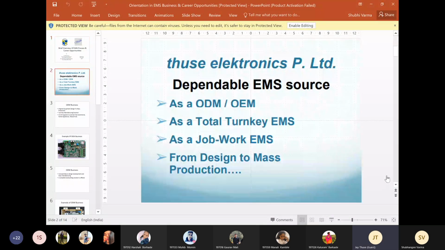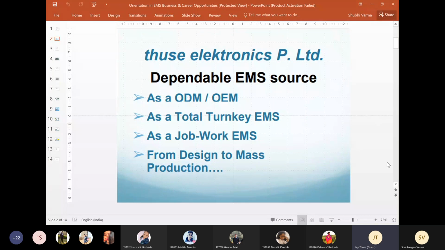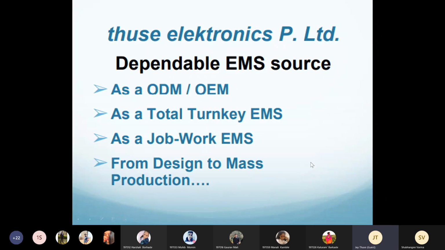So this is what I was discussing. EMS is basically electronics manufacturing services. As ENTC engineers, we learn how to design systems, but someone needs to get those designs manufactured as per your requirements, so that whatever idea you have in your mind is brought into reality. This is what we do. We are an EMS company. We offer electronics manufacturing services, and under that, as you can see, these four points are basically our business verticals.